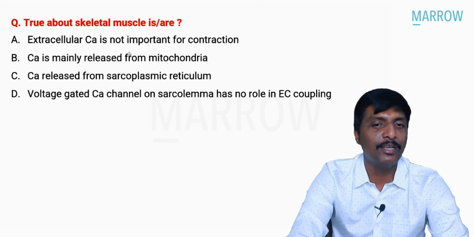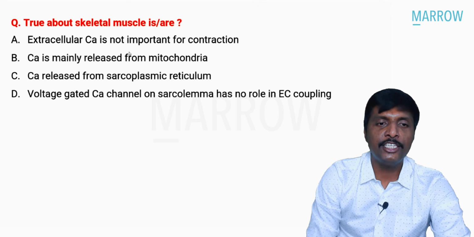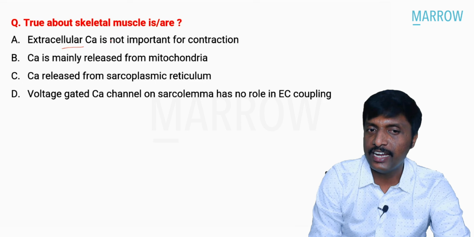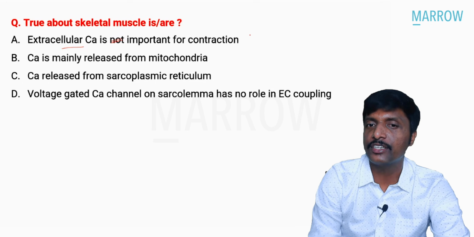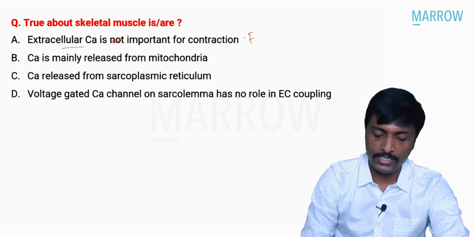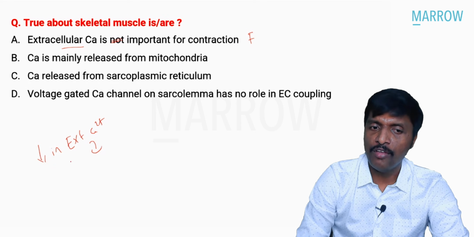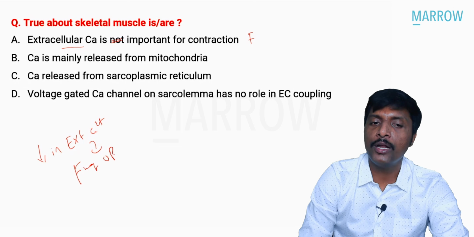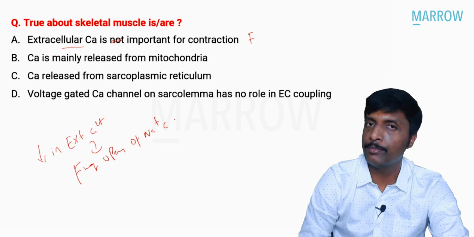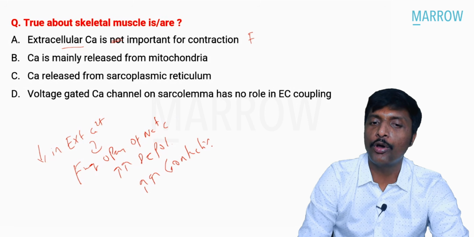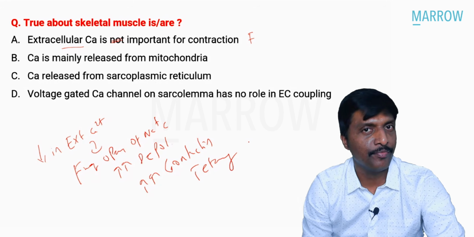True about skeletal muscle is R. Extracellular calcium is not important for contraction. Extracellular calcium is important for contraction. This is false. Why, sir? Particularly a fall in extracellular calcium can lead to very frequent opening of sodium channels, increased number of depolarizations, and there is increase in contraction. We call this contraction tetany.